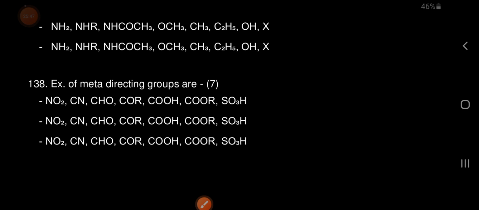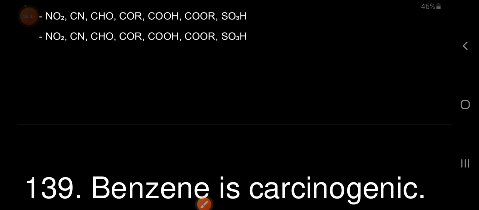Examples of meta-directing groups are NO2, CN, CHO, COR, COOH, COOR, SO3H.